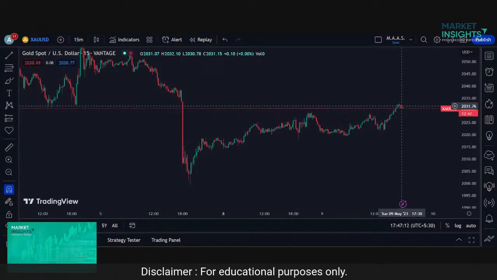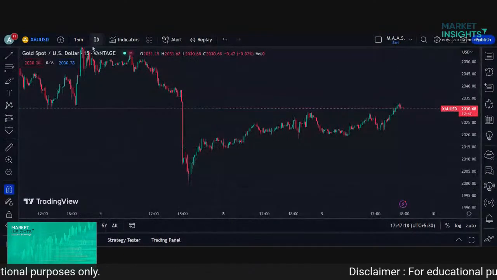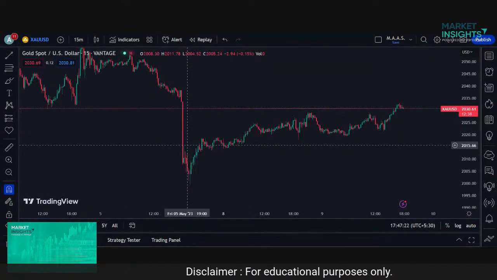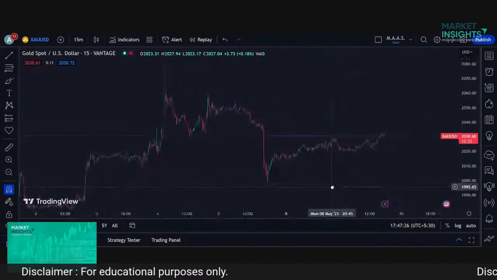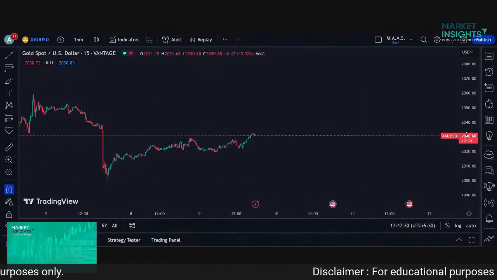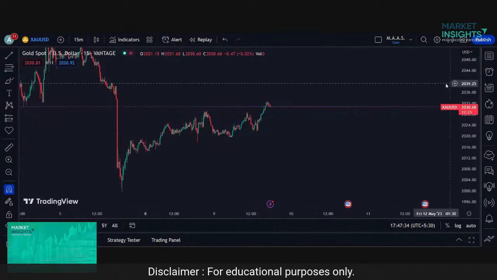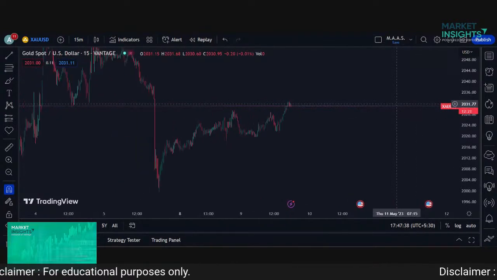Now, we are at a point where CPI is going to be announced tomorrow. And this is gold; we have not seen the USD chart. USD will be completely inverse of this particular chart. Not exactly, but you can get a hint that it will be inverse. Currently it is at 2030, which is almost a resistance point.